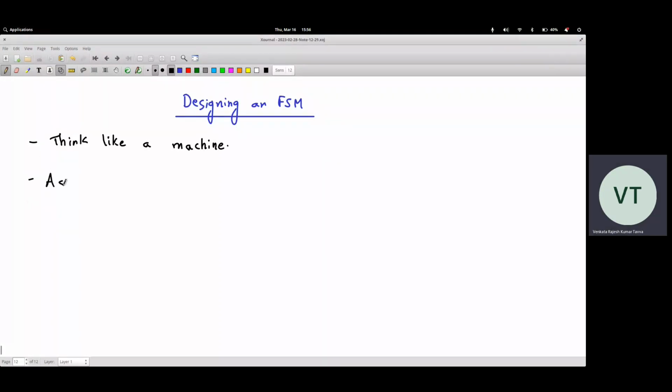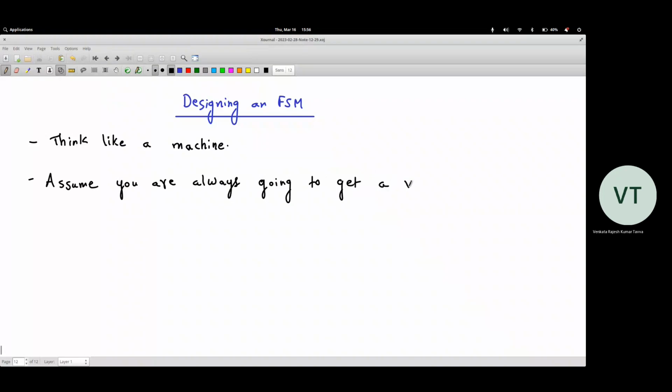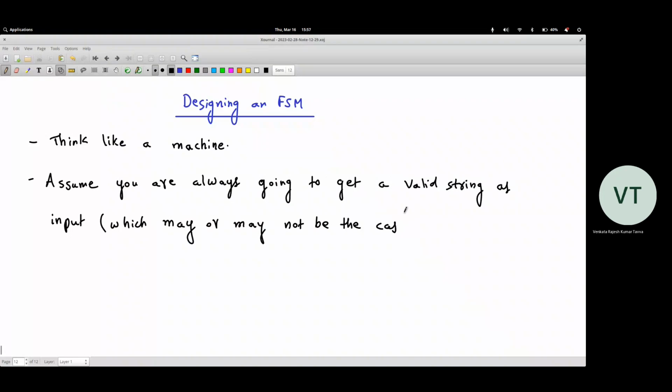And assume you're always going to get a valid string as input. Which may or may not be the case. It doesn't matter what string you get actually. It may be valid string, it may be invalid string. But while designing the machine, you proceed as if you are going to get a valid string. So that will help you in designing the machine. Okay, what string you will get later doesn't matter.